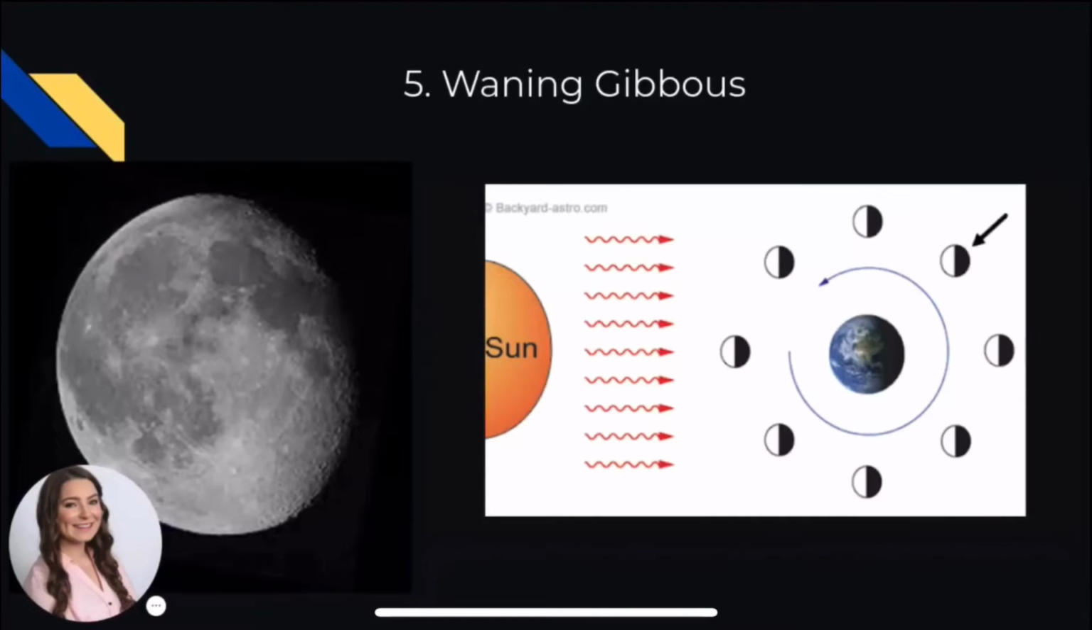The moon is now in the waning gibbous phase. Waning means the illuminated side is decreasing. The gibbous will decrease until it reaches the next phase. Keep in mind, the left side is now illuminated compared to the waxing phases where the right side was illuminated.